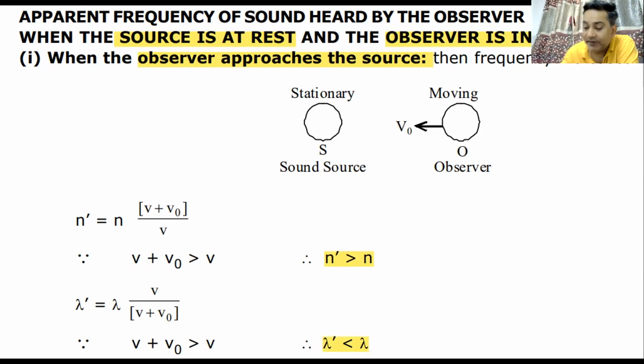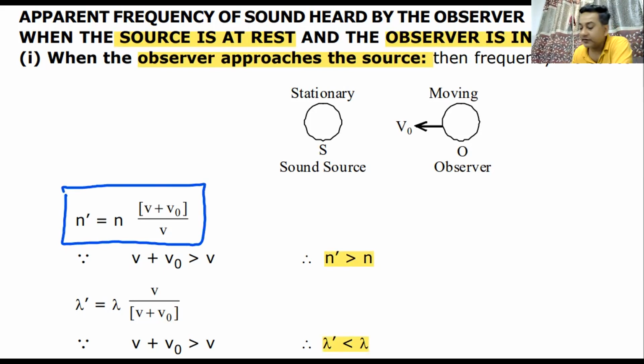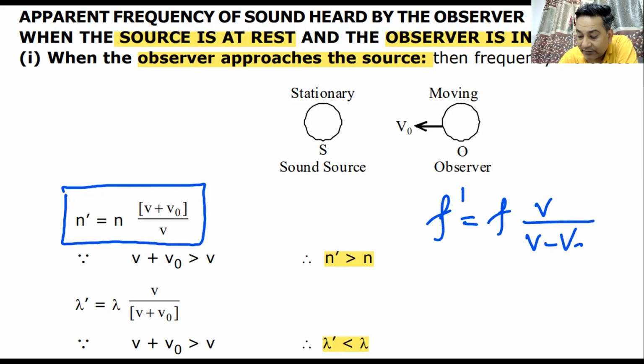In this case, the only difference is that the formula becomes somewhat different. In case of source moving towards the observer, the formula was like this, with V minus Vs in the denominator. Here, in the numerator, we have V plus V naught, where V naught is the velocity of the observer. Do we understand this? Yes, sir.